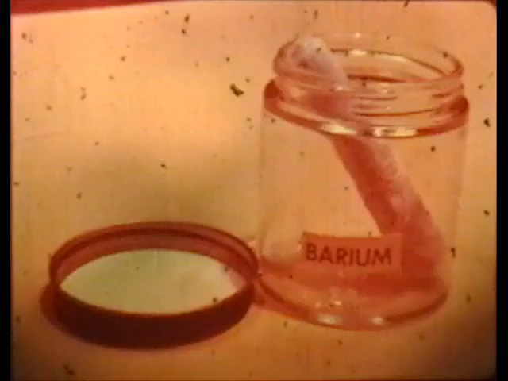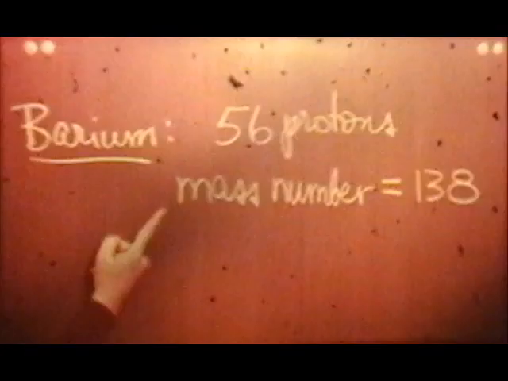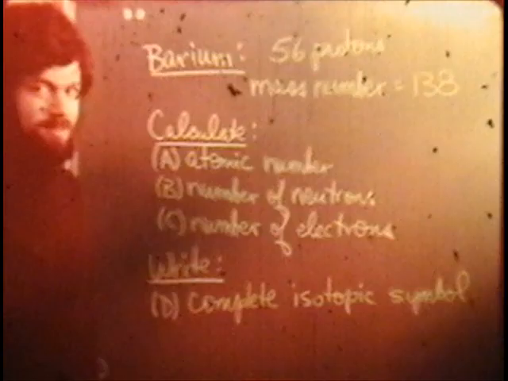Suppose now you are given one of 7 naturally occurring isotopes of barium, which contains 56 protons and has a mass number of 138. Try to calculate A, the atomic number, B, the number of neutrons, C, the number of electrons, and D, write the complete isotopic symbol for the element. Remember to shut off the projector.